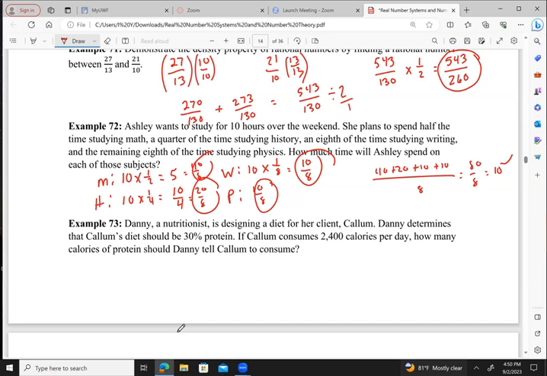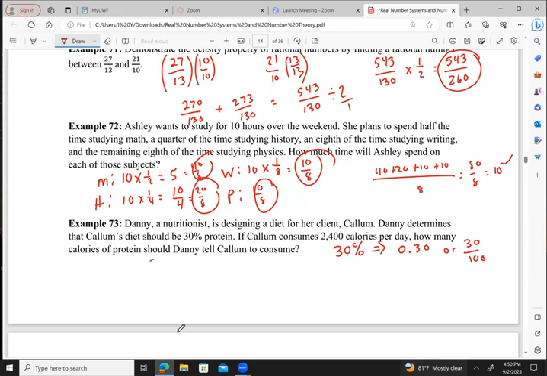Okay, Danny, a nutritionist, is designing a diet for her client. Danny determines that Caleb's diet should be 30% protein. If Caleb consumes 2,400 calories per day, how many calories of protein should Danny tell Caleb to consume? Okay, remember, percentages are parts of 100. So 30% is essentially 0.30, or 30 over 100.